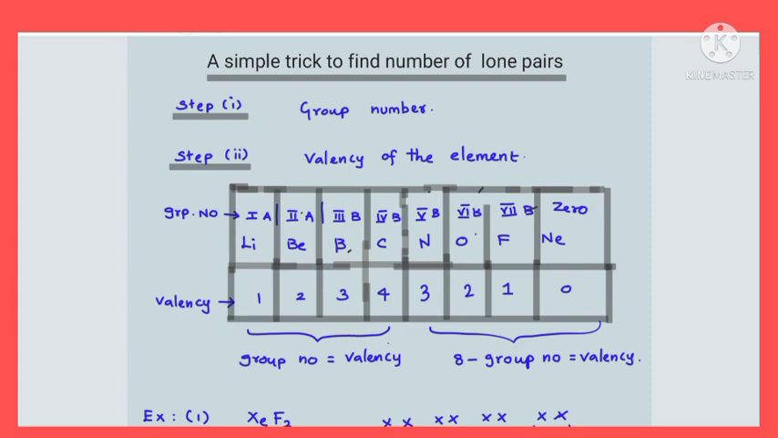Now for example, I have written the second period elements starting with lithium followed by beryllium, boron, carbon, nitrogen, oxygen, fluorine and neon. Now lithium belongs to group 1A, likewise beryllium 2A, boron 3B, then carbon 4B, nitrogen 5B, oxygen 6B. Oxygen belongs to group number 6B. Then fluorine 7B, neon, an inert gas, belongs to group 0, isn't it? And the elements which follow these elements also will belong to the same group number.